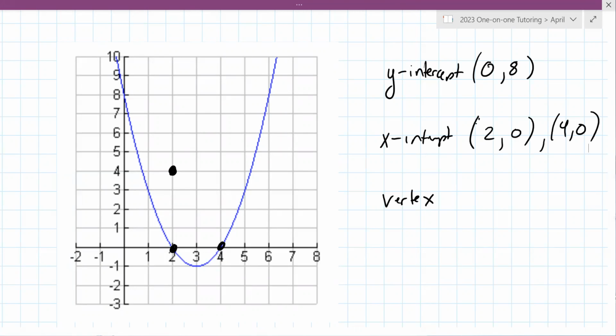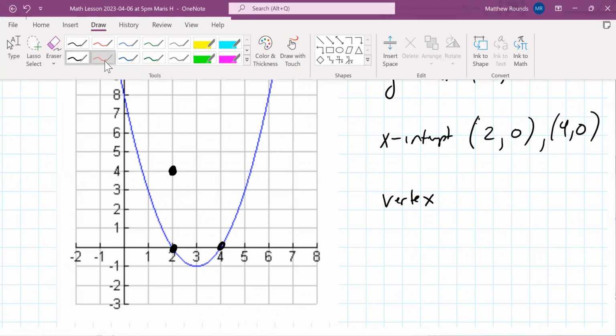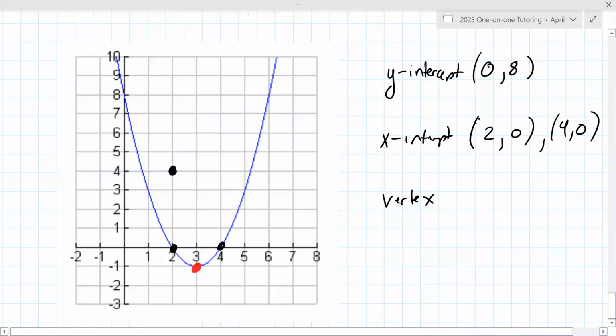Escaping my mind. I gotta look back in the notes. The vertex is the min or the max. It's that point right there. It is a min. What is the ordered pair there? 3, -1. Okay.